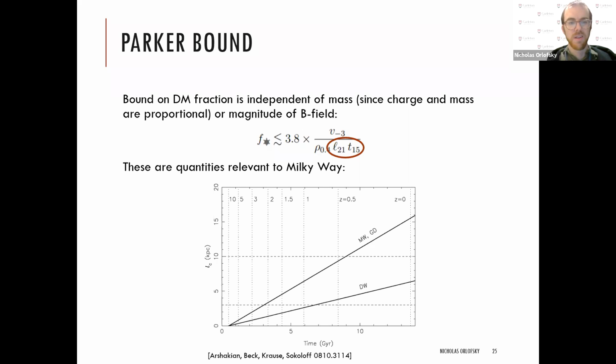Then, since these two are so directly correlated with each other, we just need to find a system that has larger coherent magnetic fields.